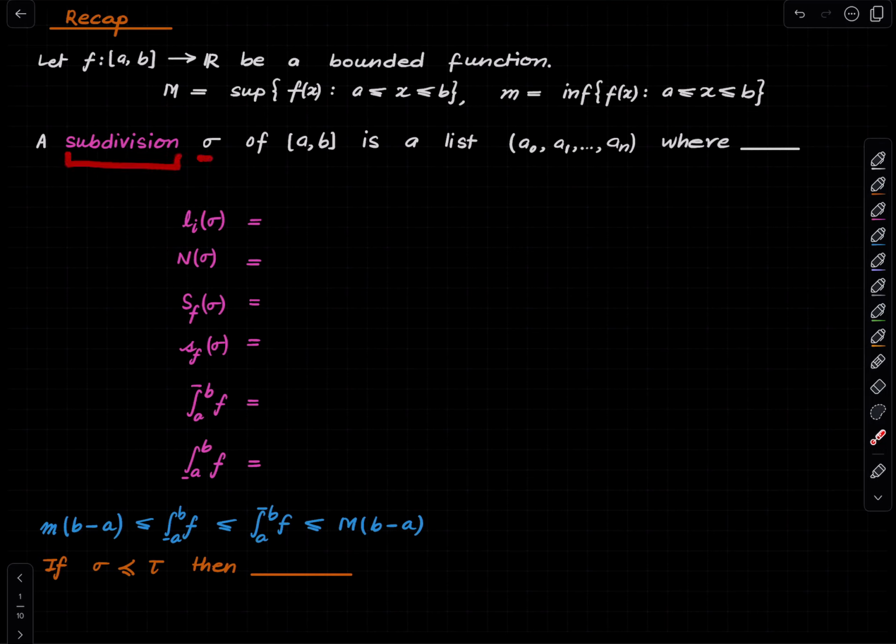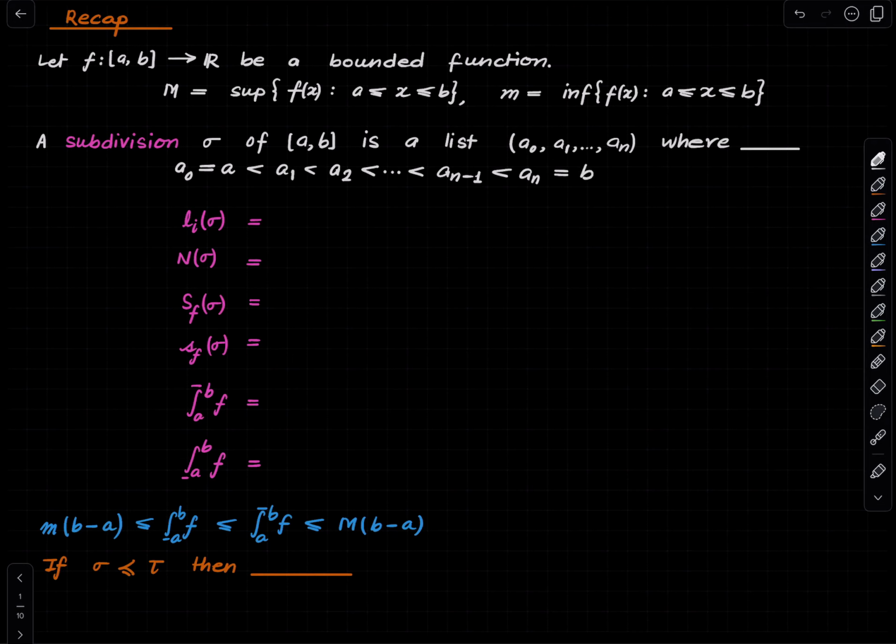A subdivision sigma of the interval a comma b was defined as a finite list of numbers. By that I just mean n numbers, or finitely many numbers, arranged in an order, where a0 is the first one, the left hand point, and then these are increasing, and the last one is the right end point.